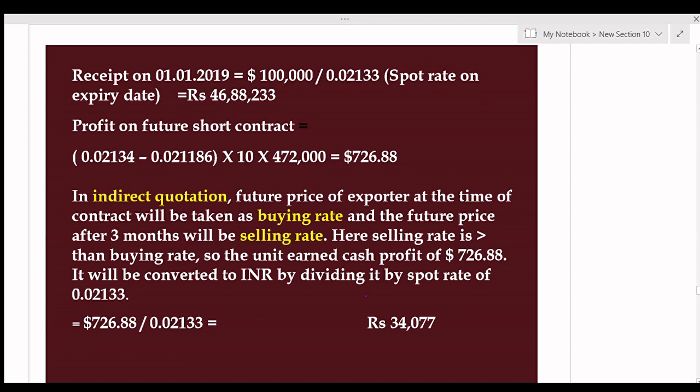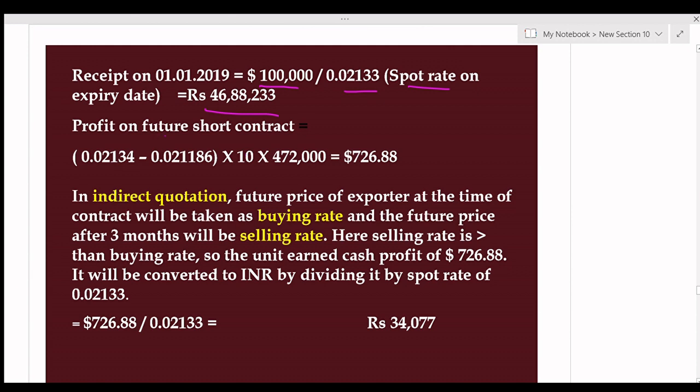Received on 1/1/2019, $1 lakh divided by 0.02133, that is the expiry spot rate, that is equal to 46,88,233. Since it is an indirect quote, you divide it.